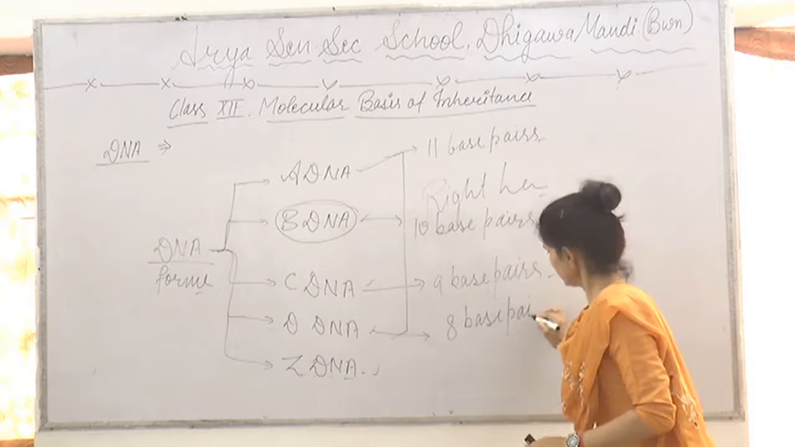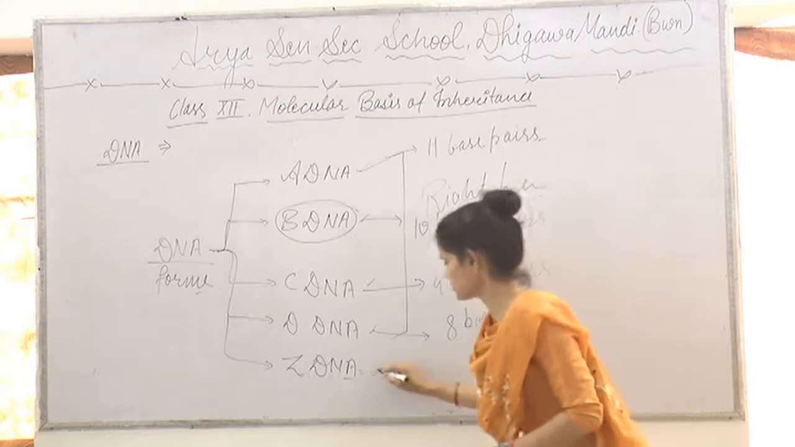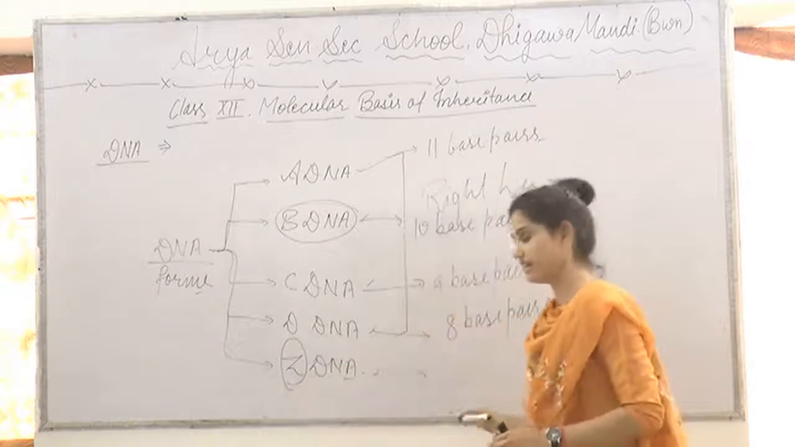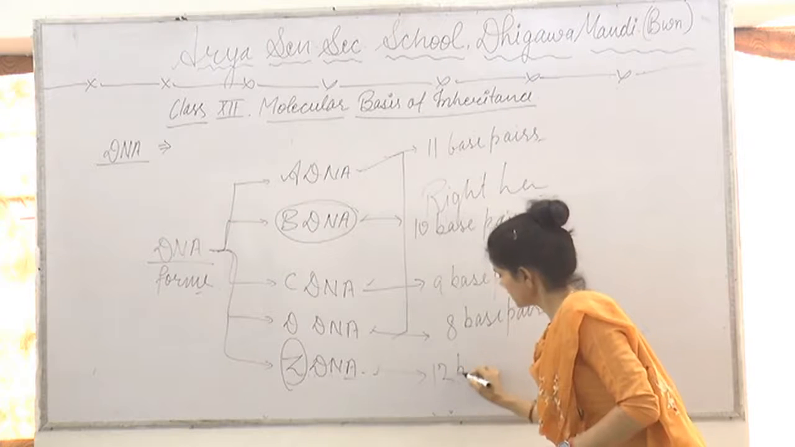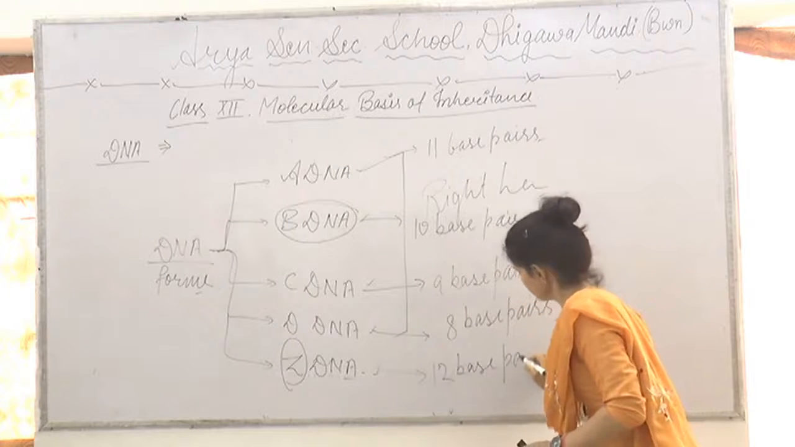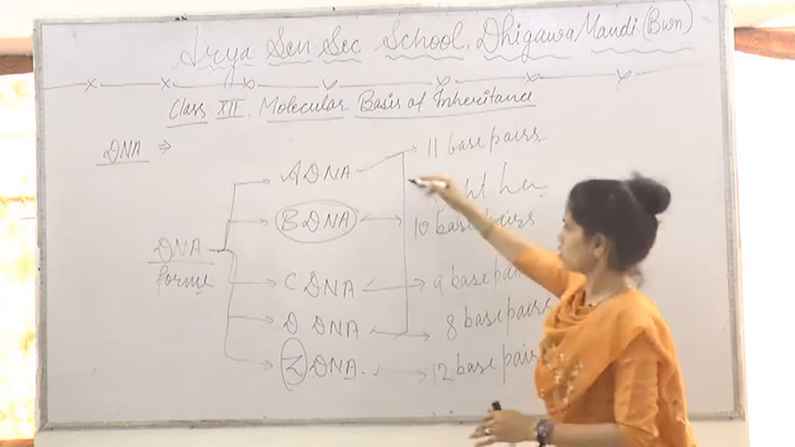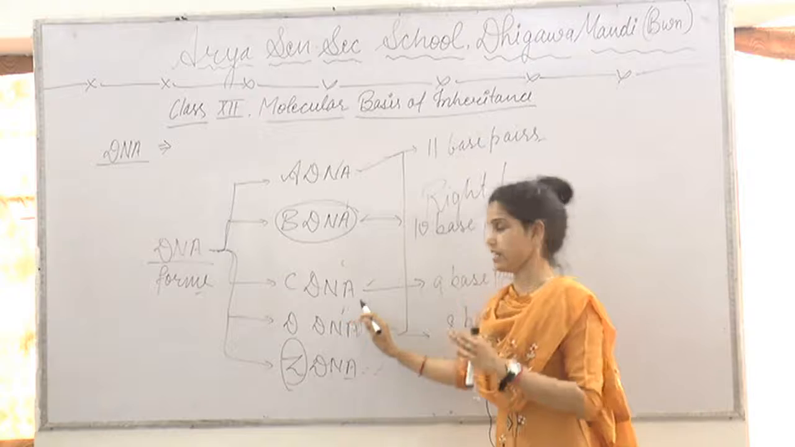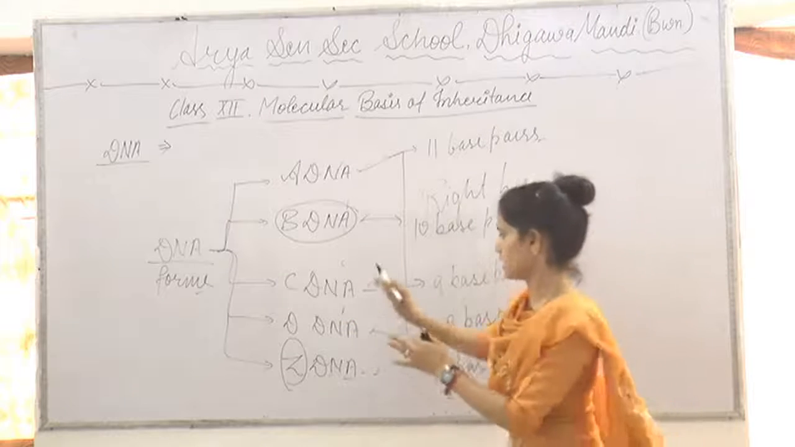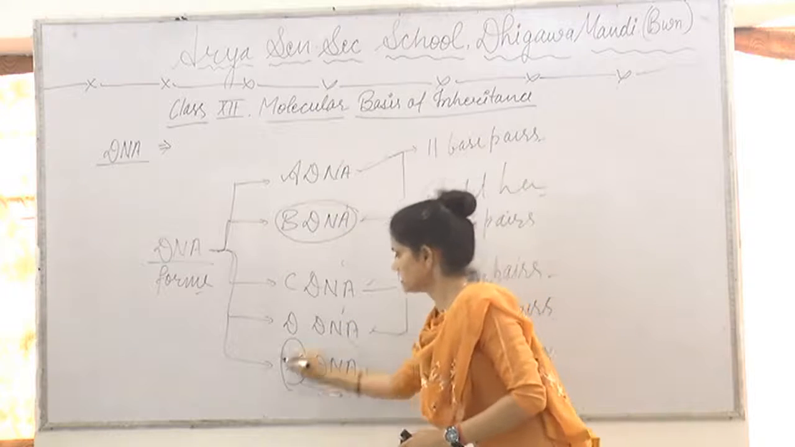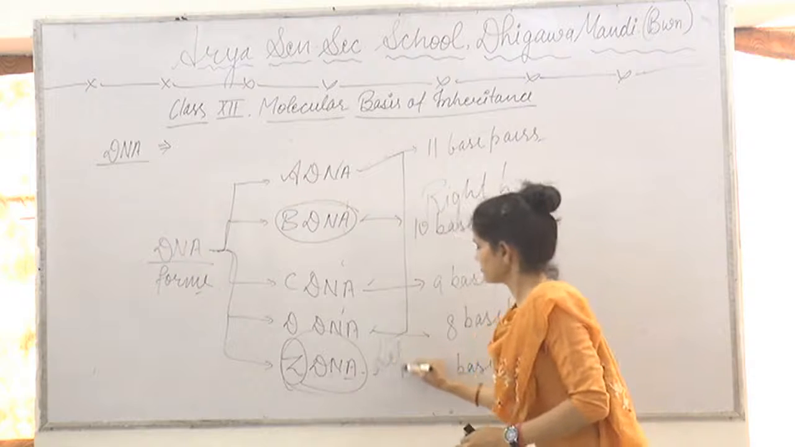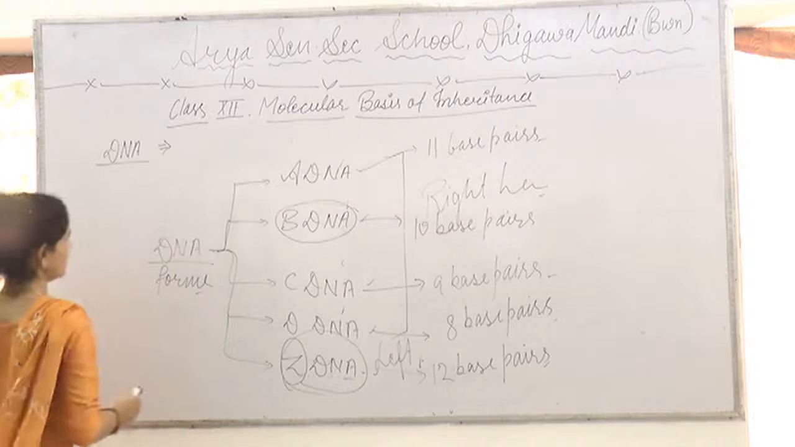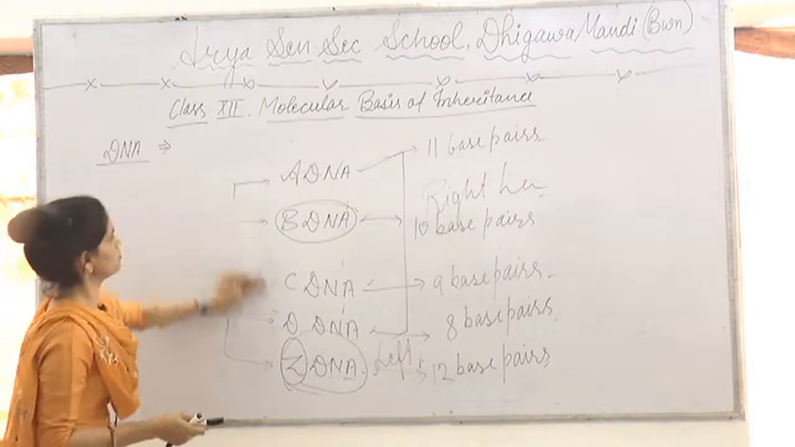Note that a single helix consists of this many base pairs, and our gDNA has 12 base pairs. These all 4, that is 1, 2, 3 and 4, are right-handed, and this gDNA is left-handed. Okay, now we start the ultrastructure of DNA.